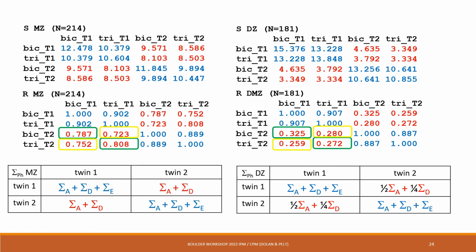What are the expected covariance matrices? They're shown at the bottom, and I've adopted the color coding in these two matrices. So blue is the 2 by 2 covariance matrix within twin members, and red is the covariance between twin members.